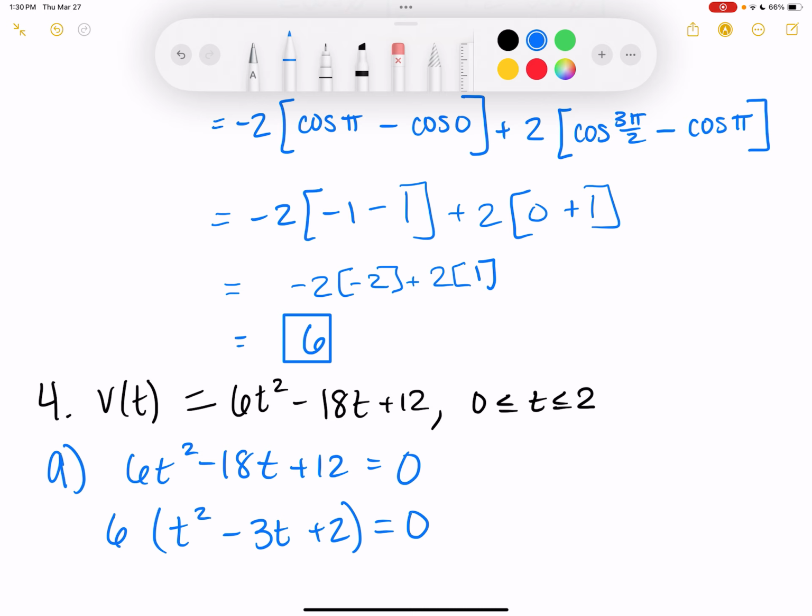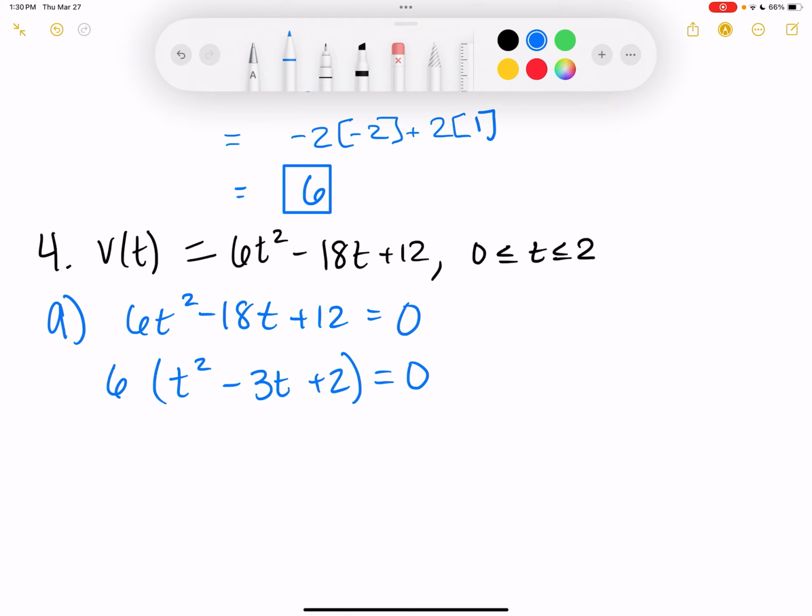Okay, the 6 is gonna disappear. How do I factor this? T minus 2, T minus 1. Maybe. Do you agree? Yes. So then t equals positive 2. Or t equals 1, I got it, don't worry.